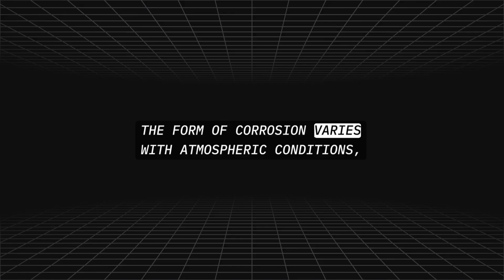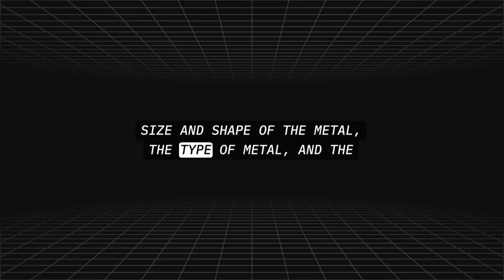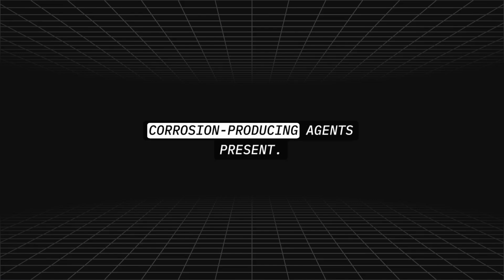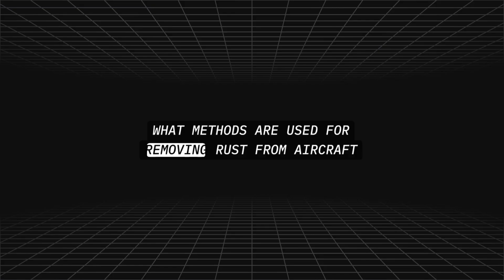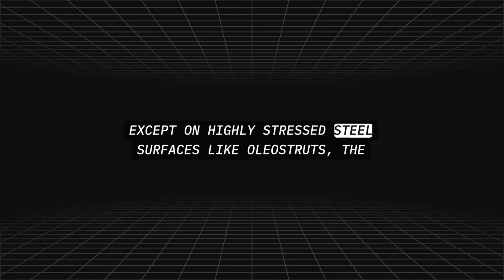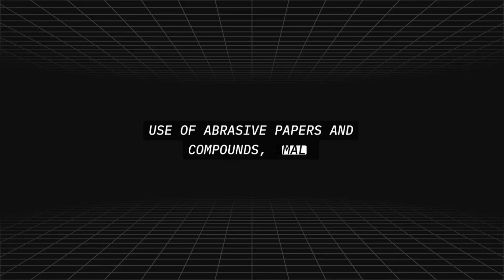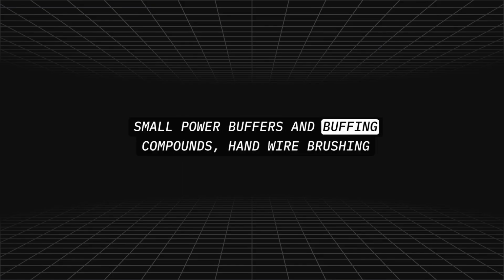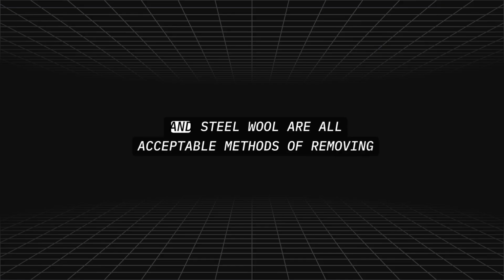What are the factors which affect the type of corrosion? The form of corrosion varies with atmospheric conditions, size and shape of the metal, the type of metal, and the corrosion-producing agents present. What methods are used for removing rust from aircraft materials? Except on highly stressed steel surfaces like oleostruts, the use of abrasive papers and compounds, small power buffers and buffing compounds, hand wire brushing, and steel wool are all acceptable methods of removing rust.